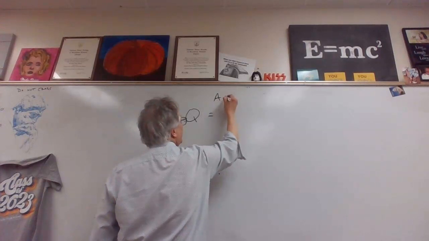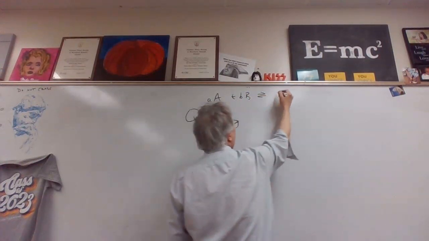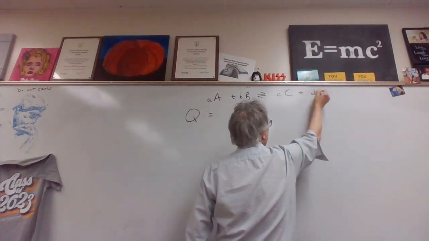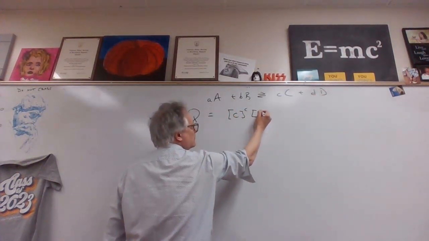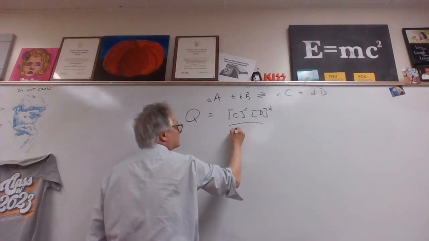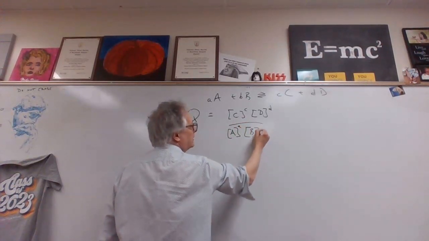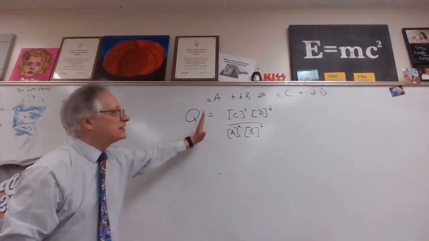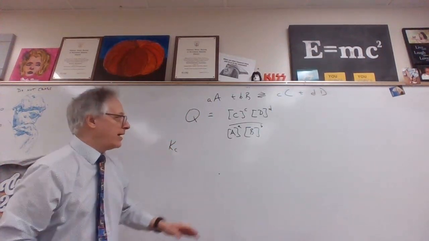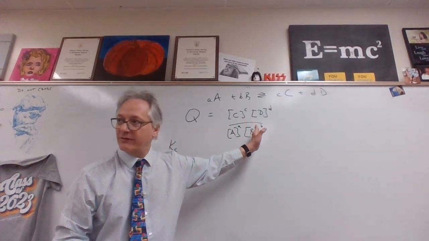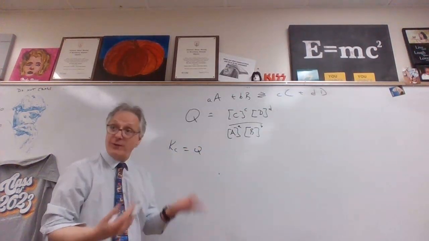exactly the same way. If I have A plus B in equilibrium with C plus D, whatever, well, we would just set it up the same exact way. Concentration of A raised to the A, concentration of B raised to the B. Again, this looks exactly like the same expression for Kc. You'd write it the same exact way, but you put in concentrations that are given. And if Q happens to equal K, you're at equilibrium.